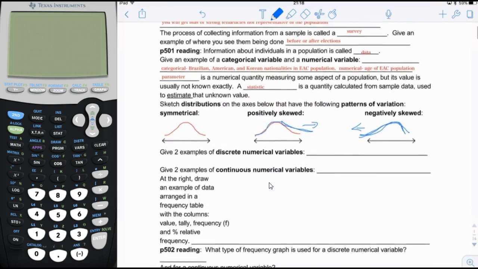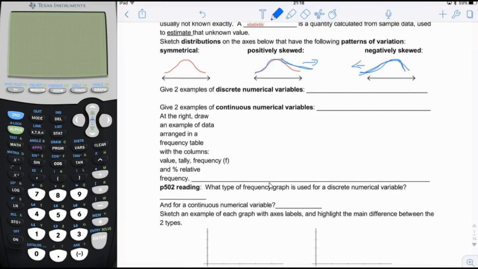Give 2 examples of discrete numerical variables. Okay, so a good example for us is the IB exam grade, the IB score, because there's only whole numbers between 1 and 7, right?